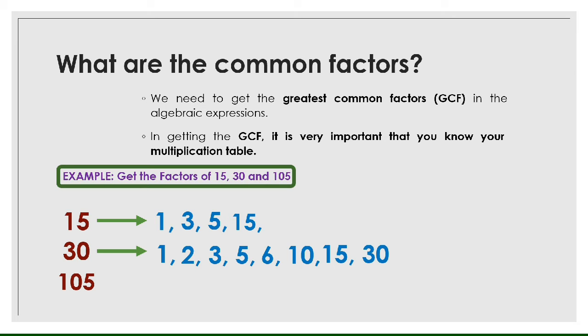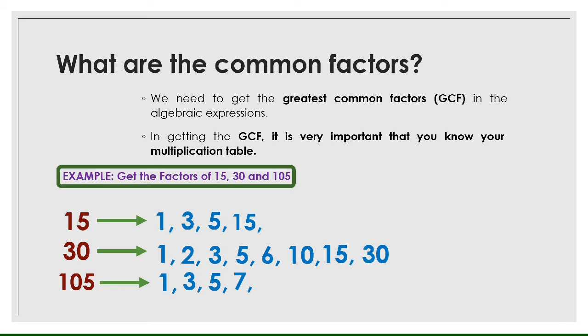So for 105, let's see what the factors are. The factors for 105 are 1, because if you divide it by 1, it will be equal to 105. Next is 3, because when we divide 105 by 3, it would give us 35, which is also a whole number. So it would also give us 5, because 105 divided by 5 is equal to 21.